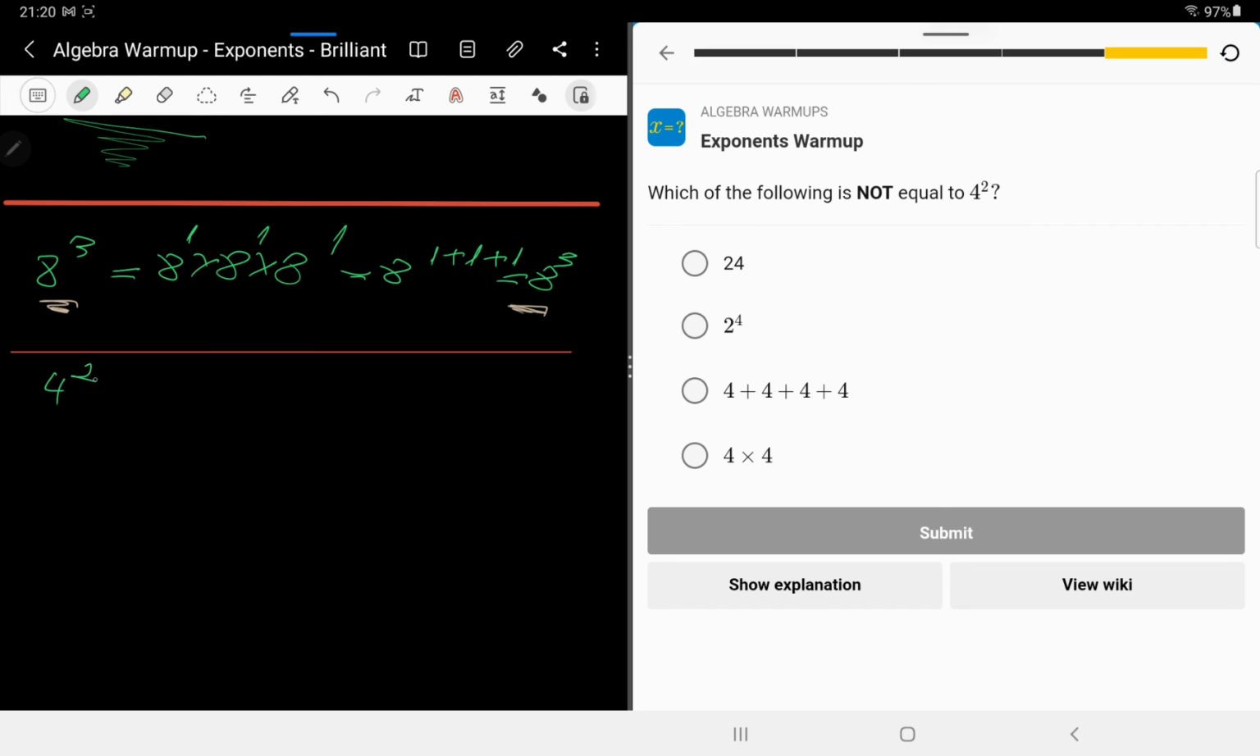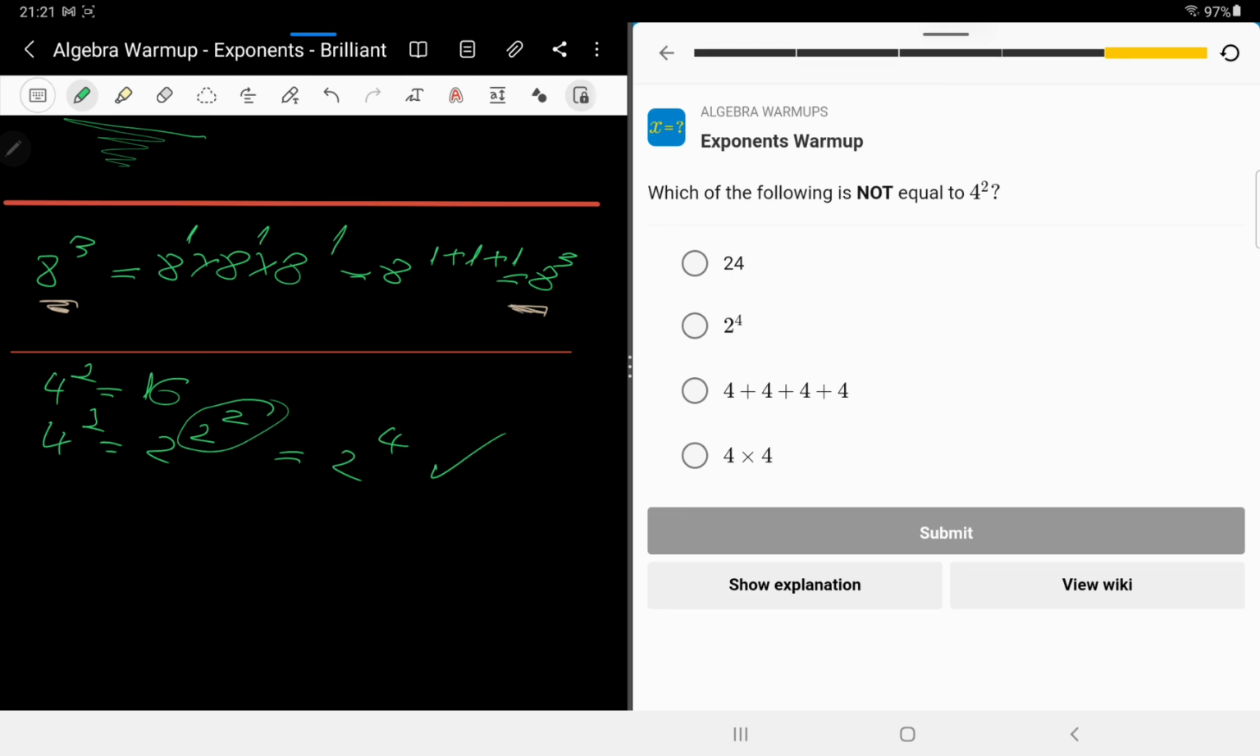So 4 to the power of 2 equals 16. 4 to the power of 2 is also equal to 2 to the power of 2 to the power of 2. So that's also equal to 2 to the power of 4. So again, this is the second choice.